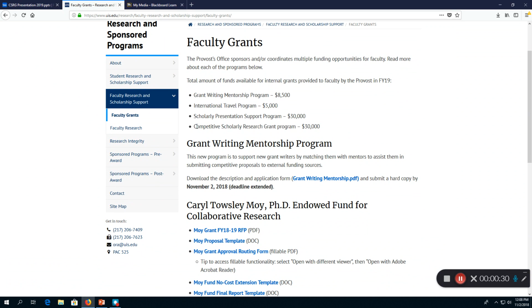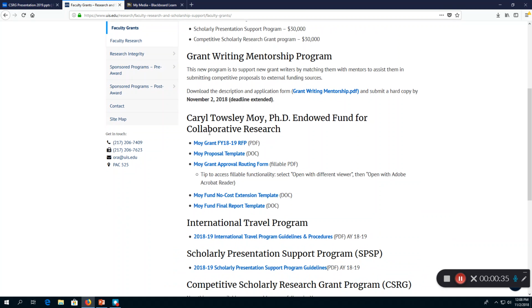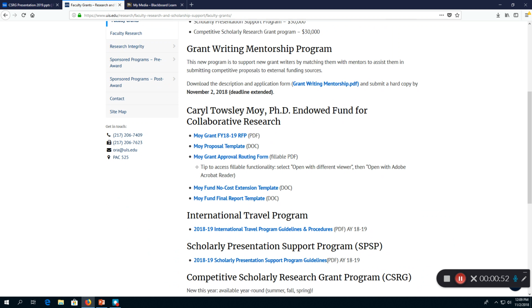One we're going to talk about is the Competitive Scholarly Research Grant Program, and the other is the Carol Tousley Moy Endowed Fund for Collaborative Research. There are handouts at the back of the room describing how to apply to these two programs. All of those handouts are on this web page.